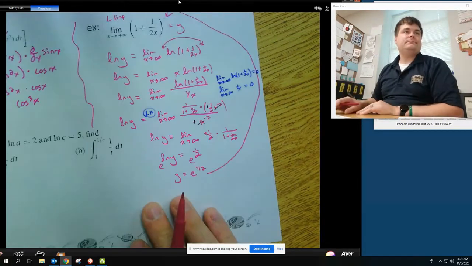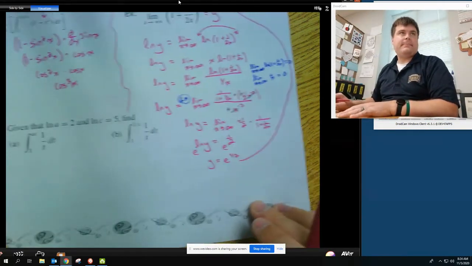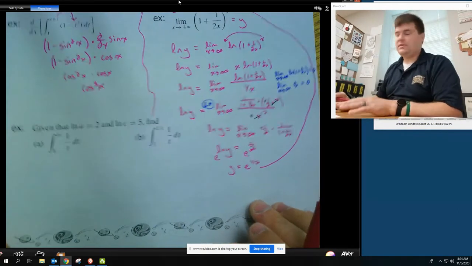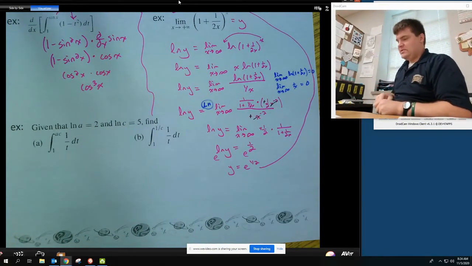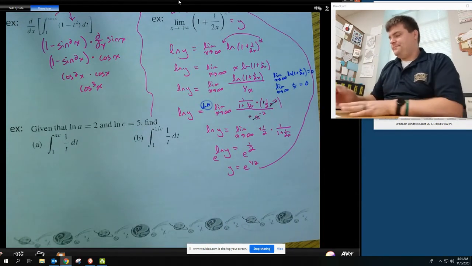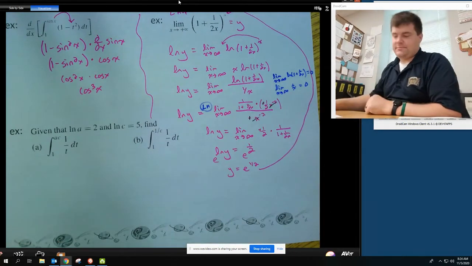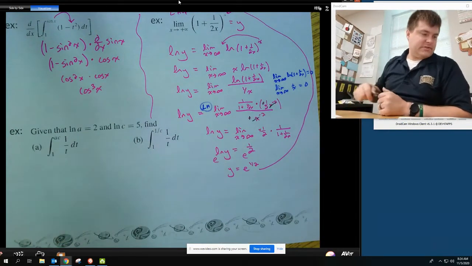There we go. Okay, that is review. Done that a little bit a while ago. All right, so now let's get to this definition part that we had before about ln of x's. So given that ln of a is 2, ln of c is 5, we're going to find these values right here.